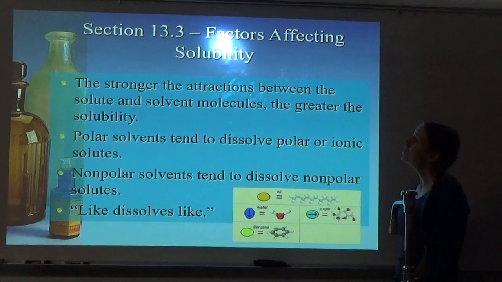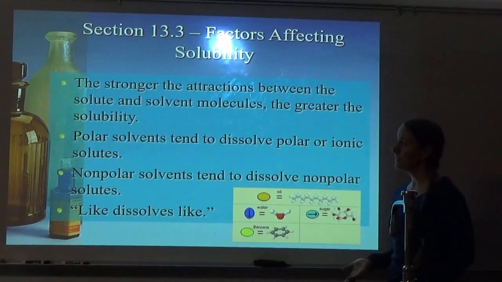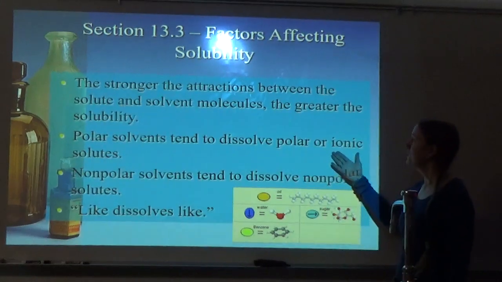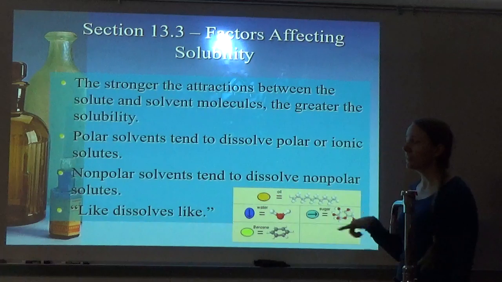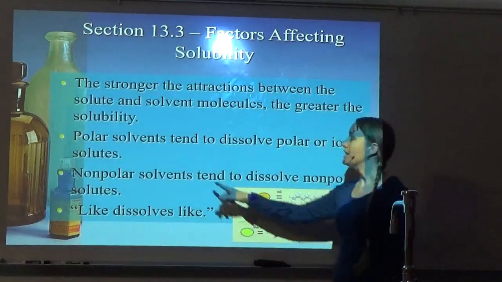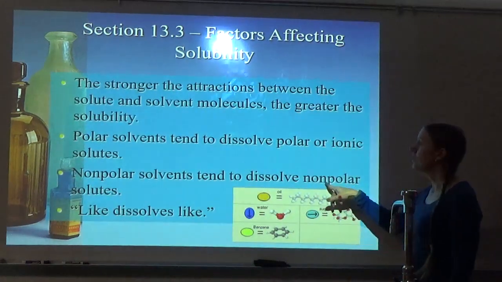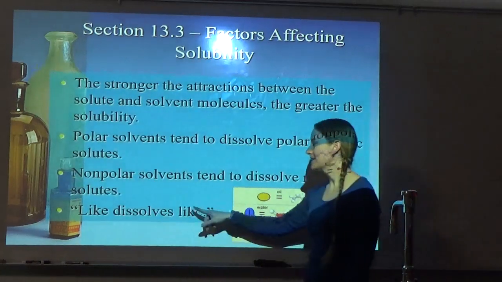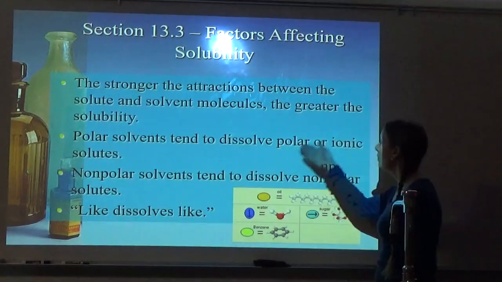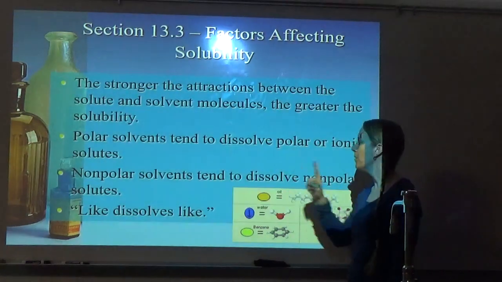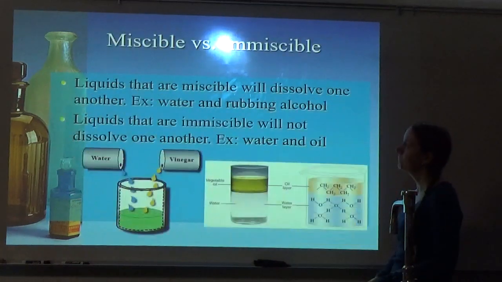The stronger the attractions between the solute and solvent molecules, the greater the solubility. So polar solvents tend to dissolve polar or ionic solutes. This is where that whole "like dissolves like" comes from. Nonpolar solvents tend to dissolve nonpolar solutes, and like I said, we sum that up as "like dissolves like." So polar can dissolve polar or ionic, nonpolar can dissolve nonpolar.